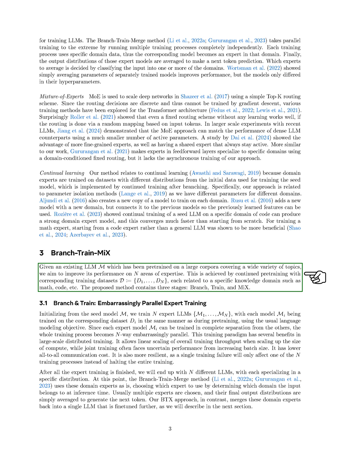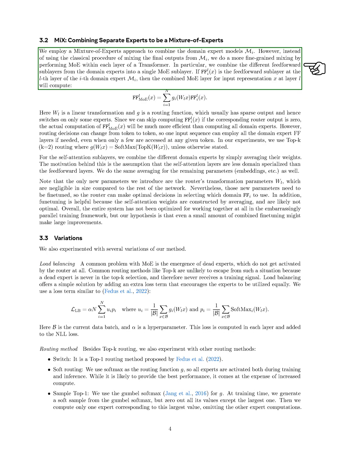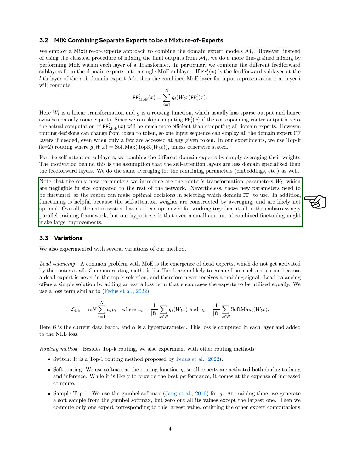stage. In the mix stage, we combine the domain expert models using a mixture of experts approach within each layer of a transformer. This involves merging feed-forward sublayers from different domain experts into a single MoE sublayer, where a routing function determines which expert to utilize for each input token. By efficiently selecting experts based on routing decisions, we can improve the overall performance of the model.